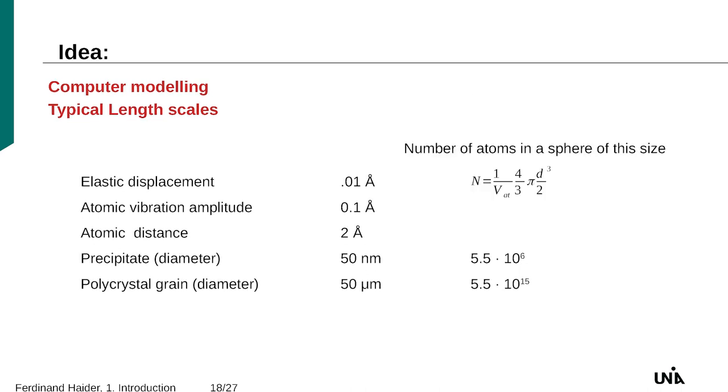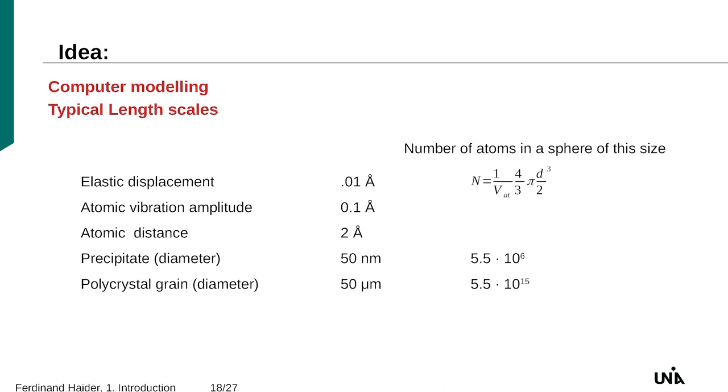Here I roughly calculated how many atoms we have in a sphere of 50 nanometer diameter. So here you have a million atoms. A million atoms for molecular dynamics is feasible, but 10 to the 15 atoms would be in a 50 micrometer sphere. That's beyond everything. So even with supercomputers, no chance.